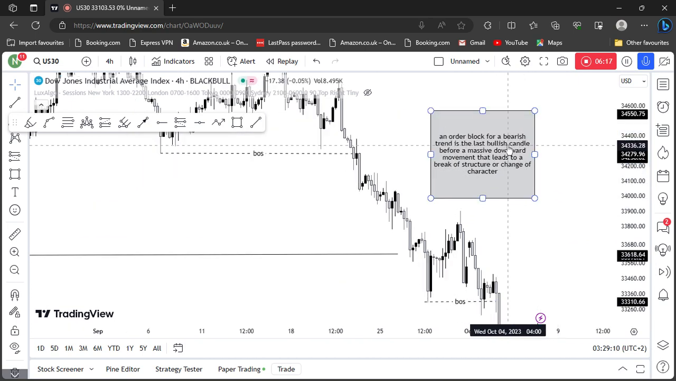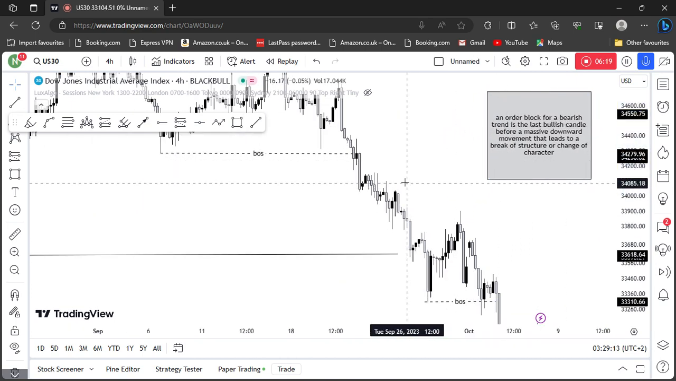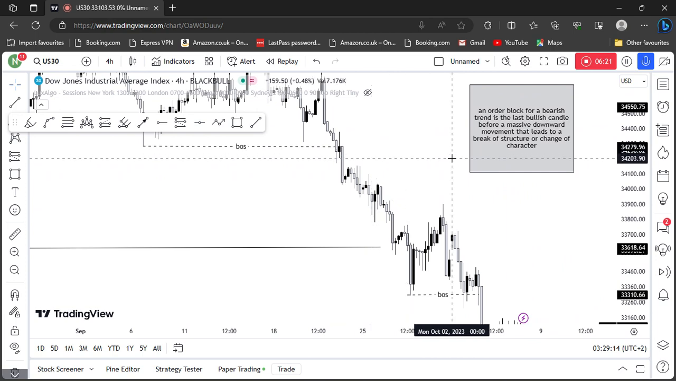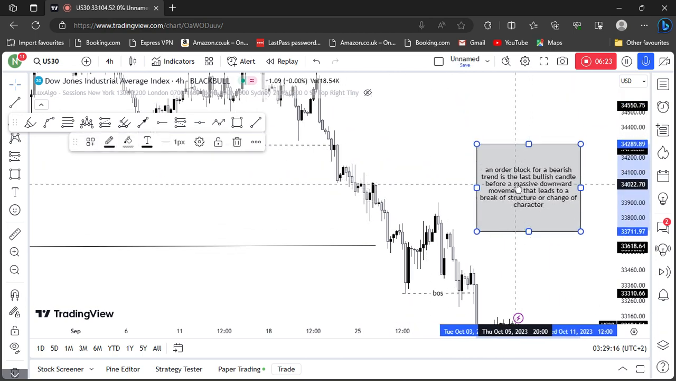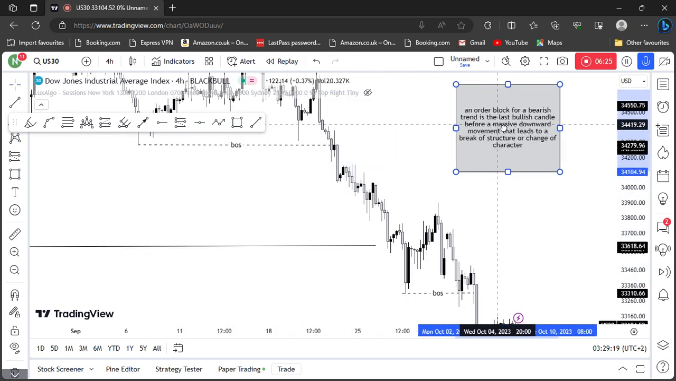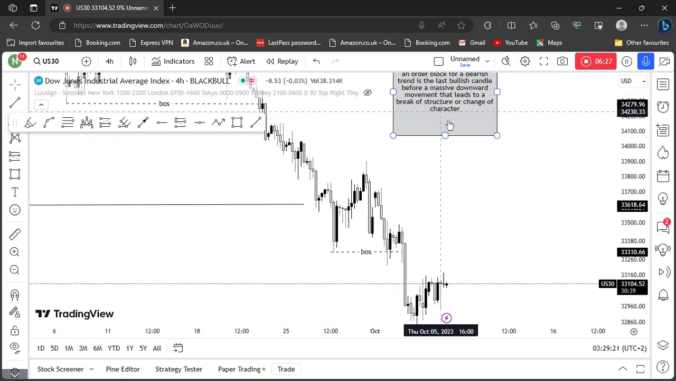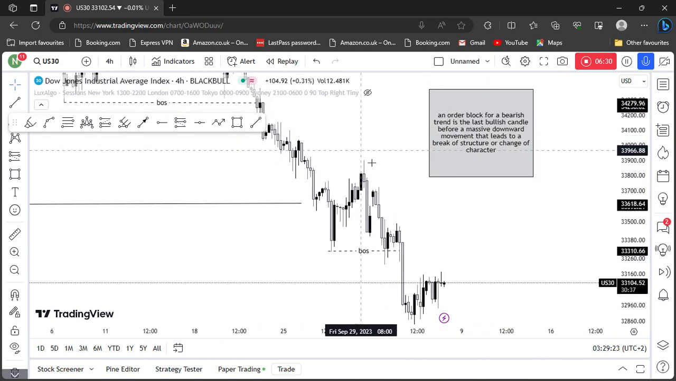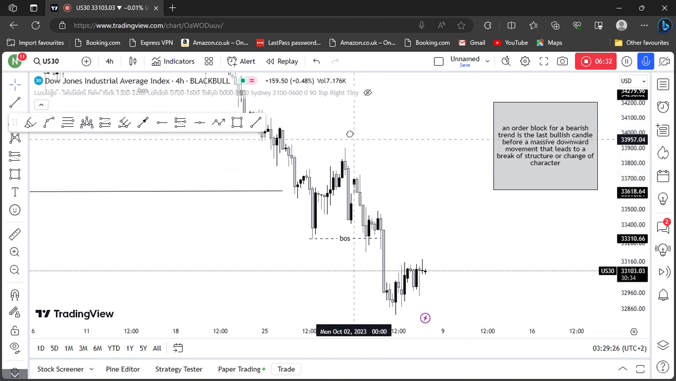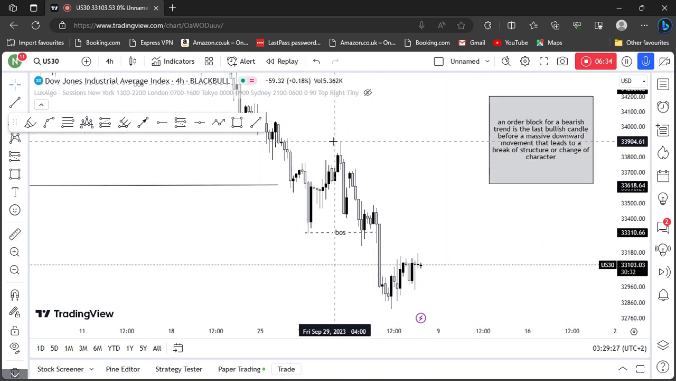Okay, here's my definition for an order block. So for the entries now we look for, let me just put it here. Where should I put it? Okay, here. I want to move this side. Okay. Now let me just, yeah, I'm okay with that.